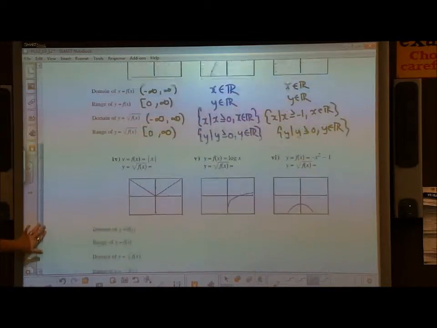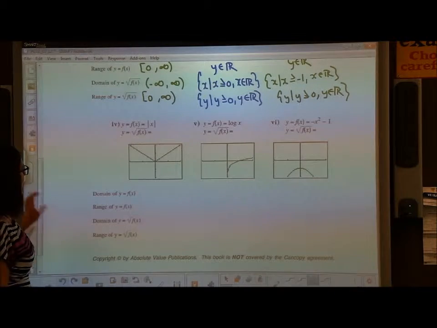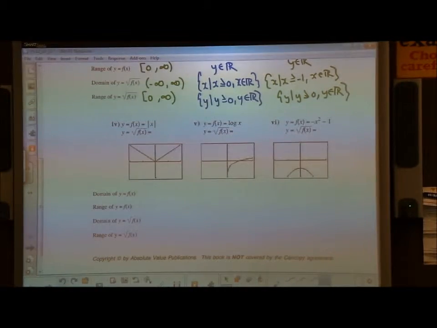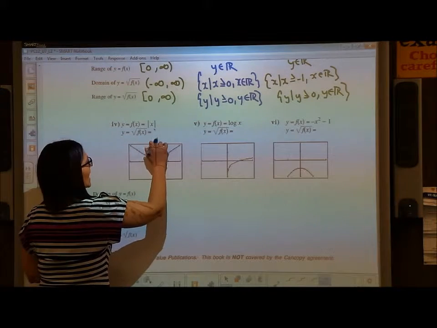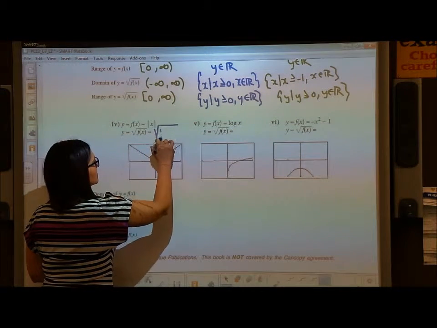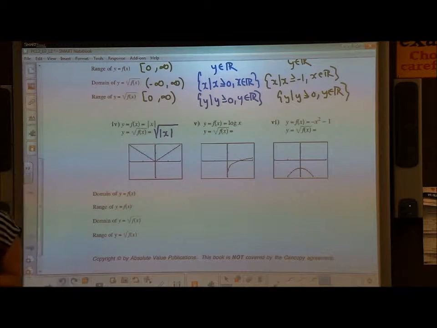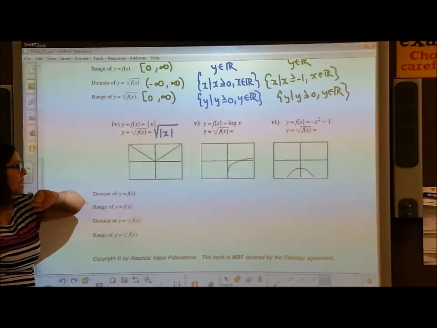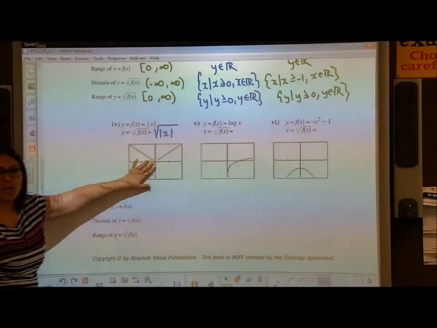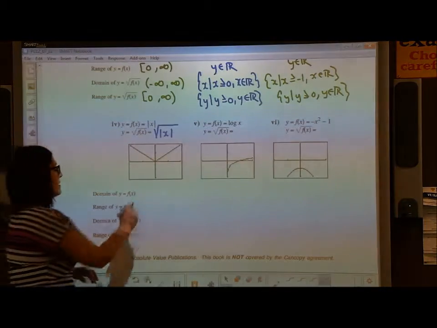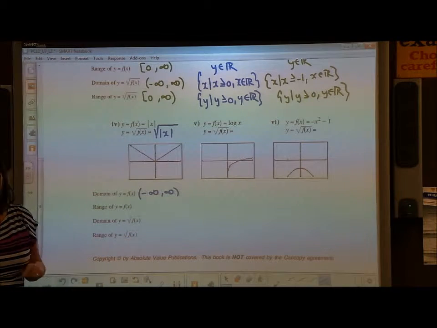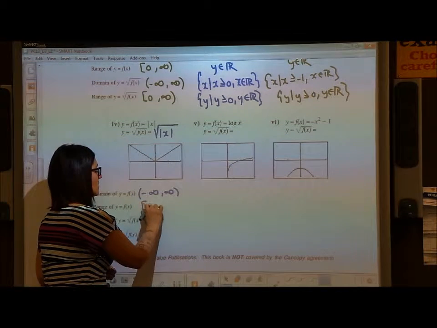So then if we move down to number 4, where I have an absolute value function, if I take the square root of the absolute value function, this is what I end up with. And when I take the domain and the range of my original function, f of x, x could be anything, so negative infinity to positive infinity. Y has to be greater than or equal to 0, so 0 to infinity.